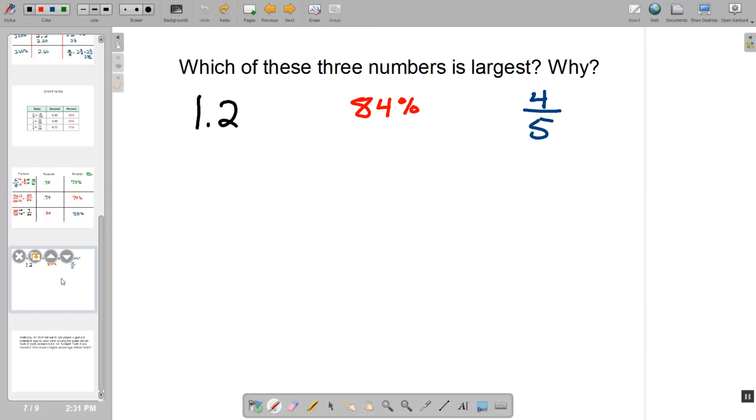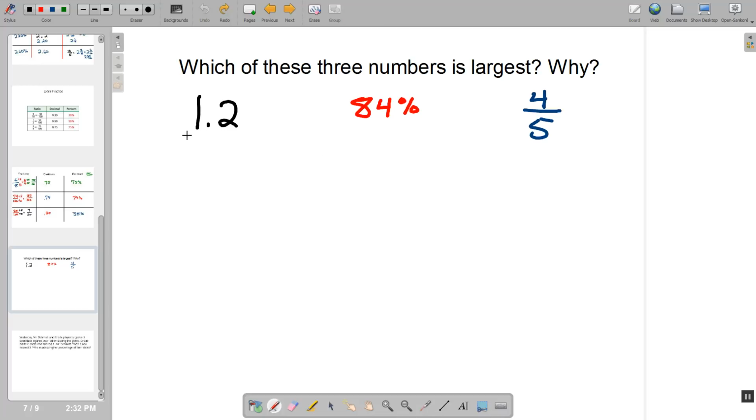A few other types of problems could be which of these three numbers is largest and why. So now we have to find a way to convert them to each other. We can make them all fractions, we could make them all decimals, or we could make them all percentages. Personally, if I have the choice, I want to make them all into percentages because that's the topic that we're learning, so it gives me extra practice.